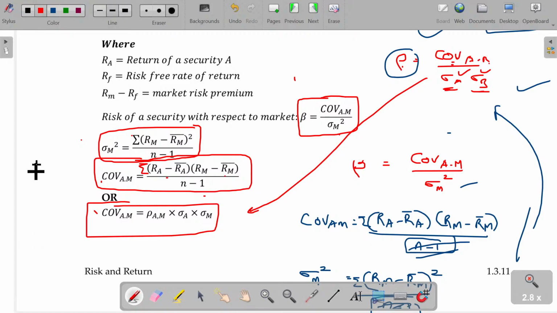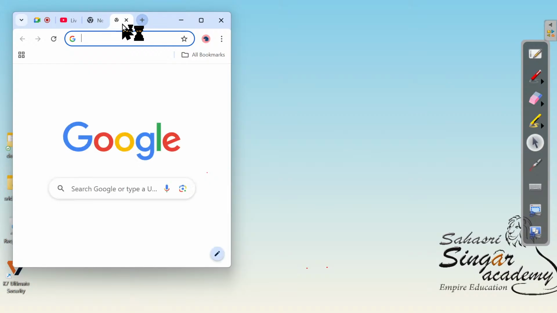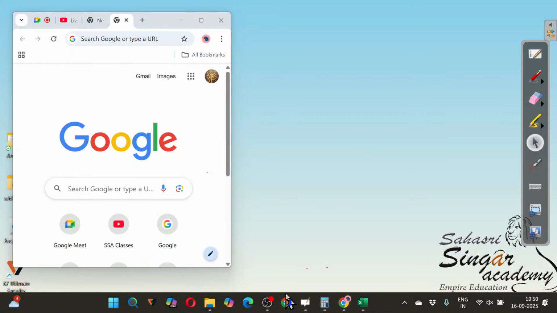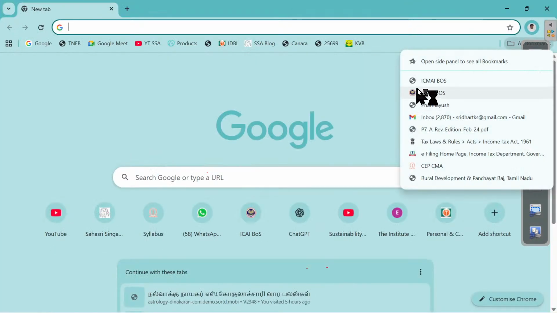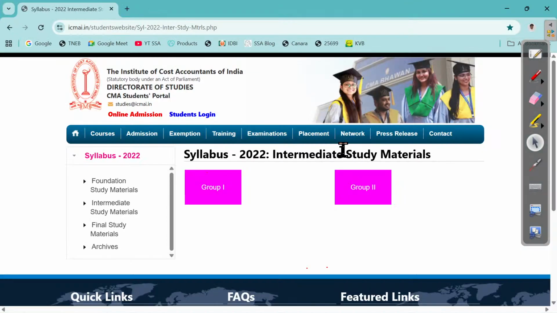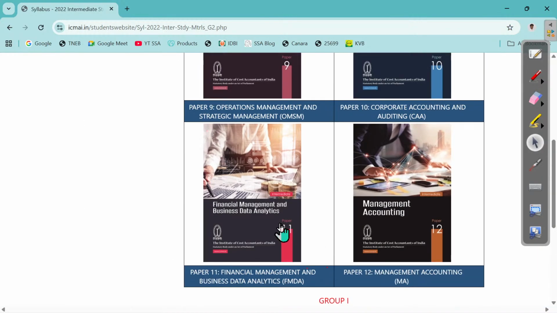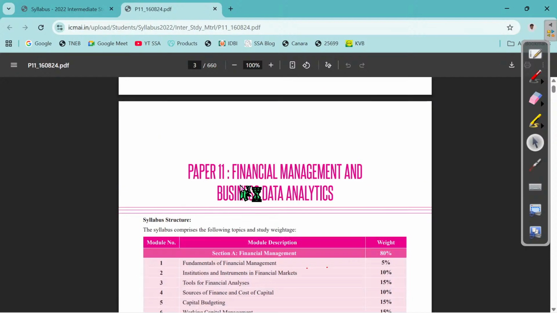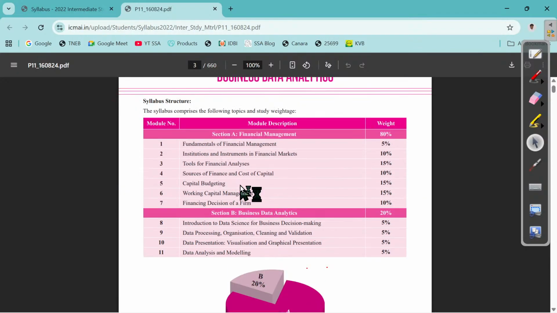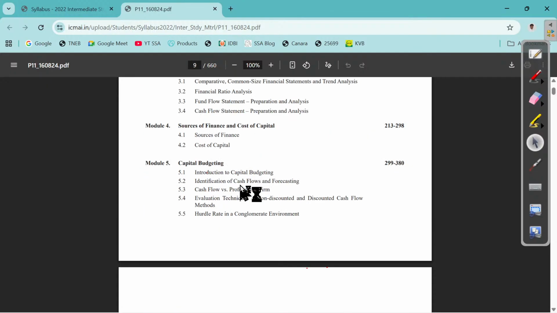Now, I'll show from your insert material. Already I solved all the questions from your insert material also. You can go and see. To make you understand how far it is given in your text, I am showing this from your text. So this is all about the chapter related to risk and return.